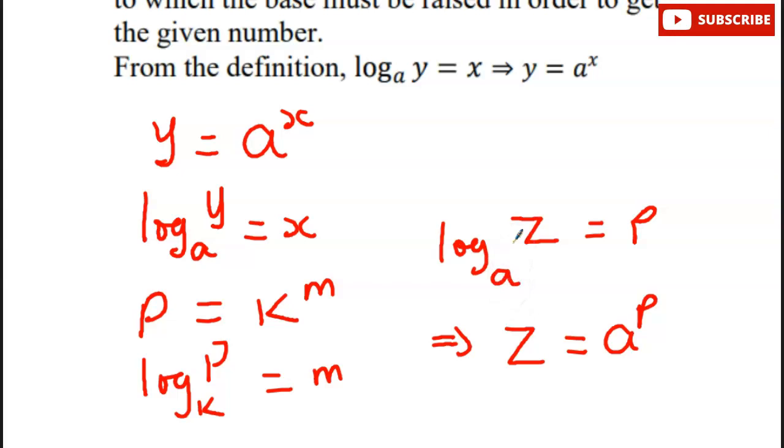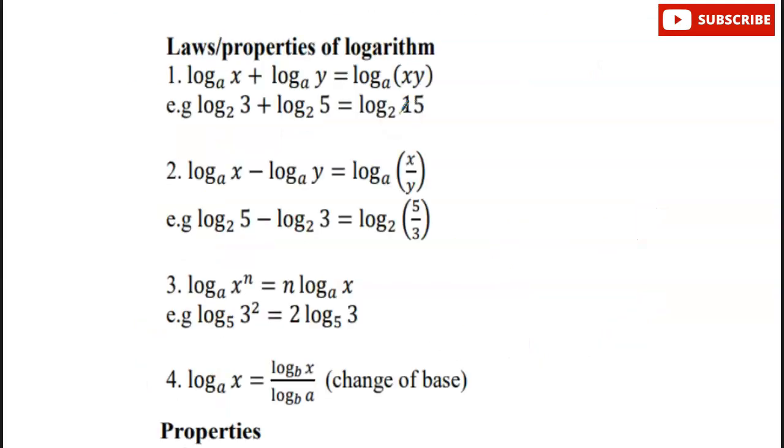In indices, we saw some laws and rules and properties. In the same way, there are some laws and properties of logarithm that we are going to look at, and this will help us to evaluate and simplify expressions involving logarithm. So, laws or properties of logarithm. Remember, x and y are all greater than 0, and the base a is also greater than 0 and must not be equal to 1.